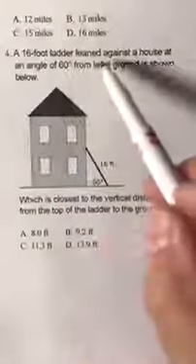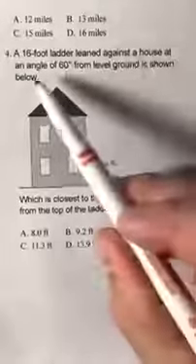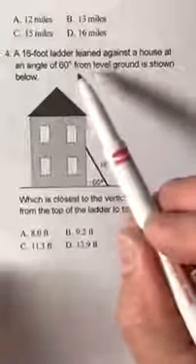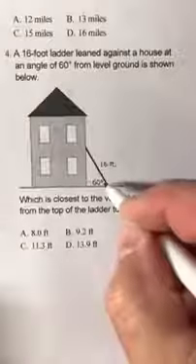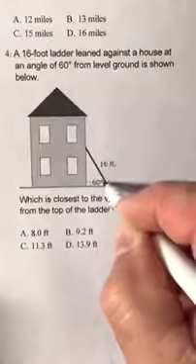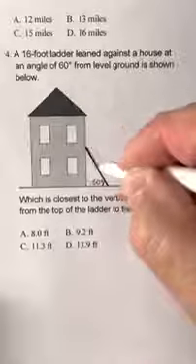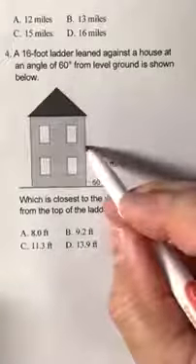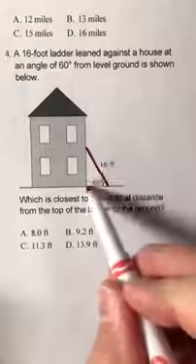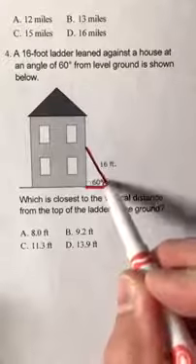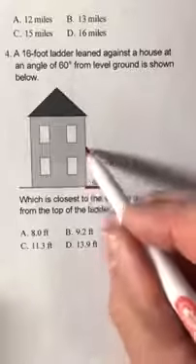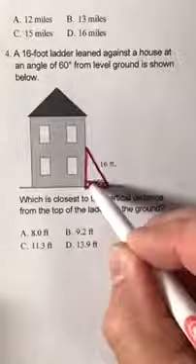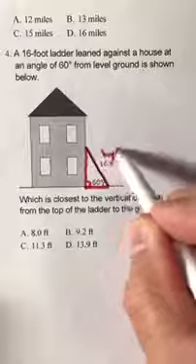Problem number 4. A 16-foot ladder leans against a house at an angle of 60 degrees from level ground, shown below. So here's your acute angle right here. Here's your ladder, 16 foot, that's leaning against the house, and that ladder and this ground form this angle, 60 degrees. So remember, the buildings are always perpendicular to the ground, so there's your 90 here, so this is hypotenuse.